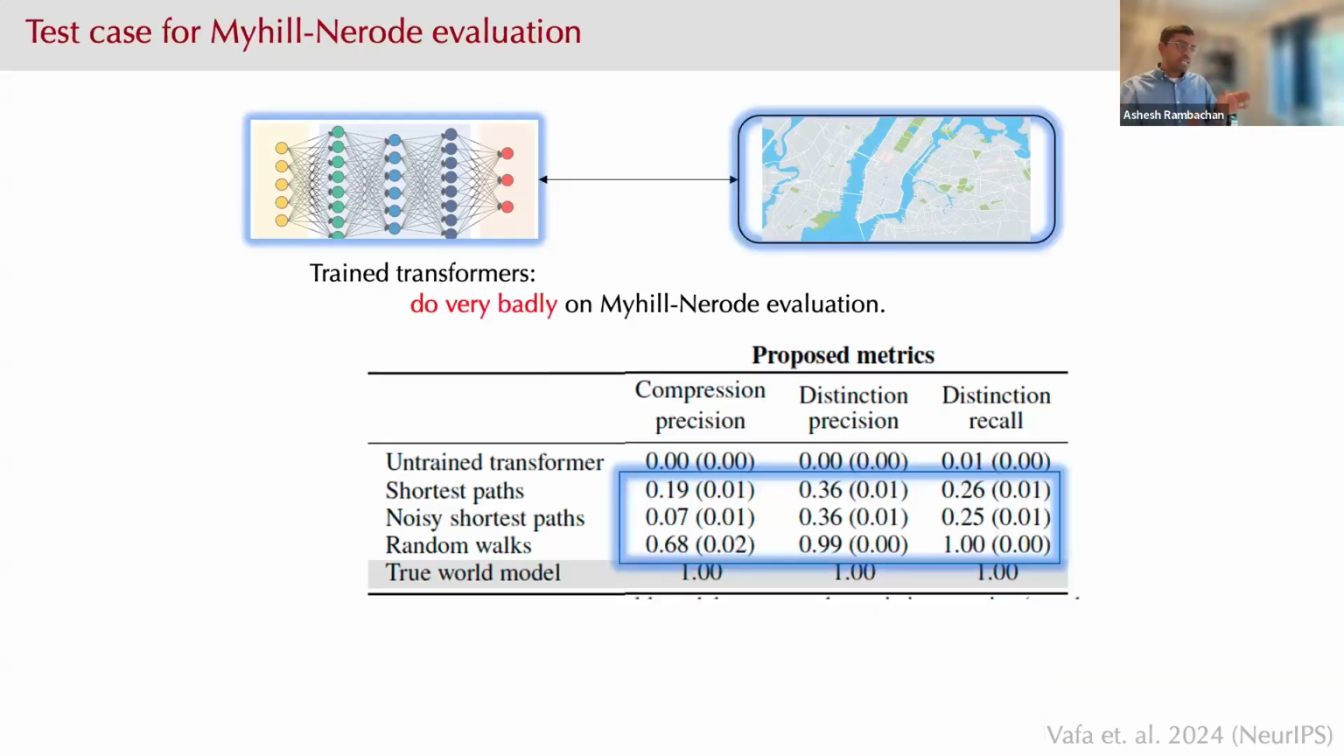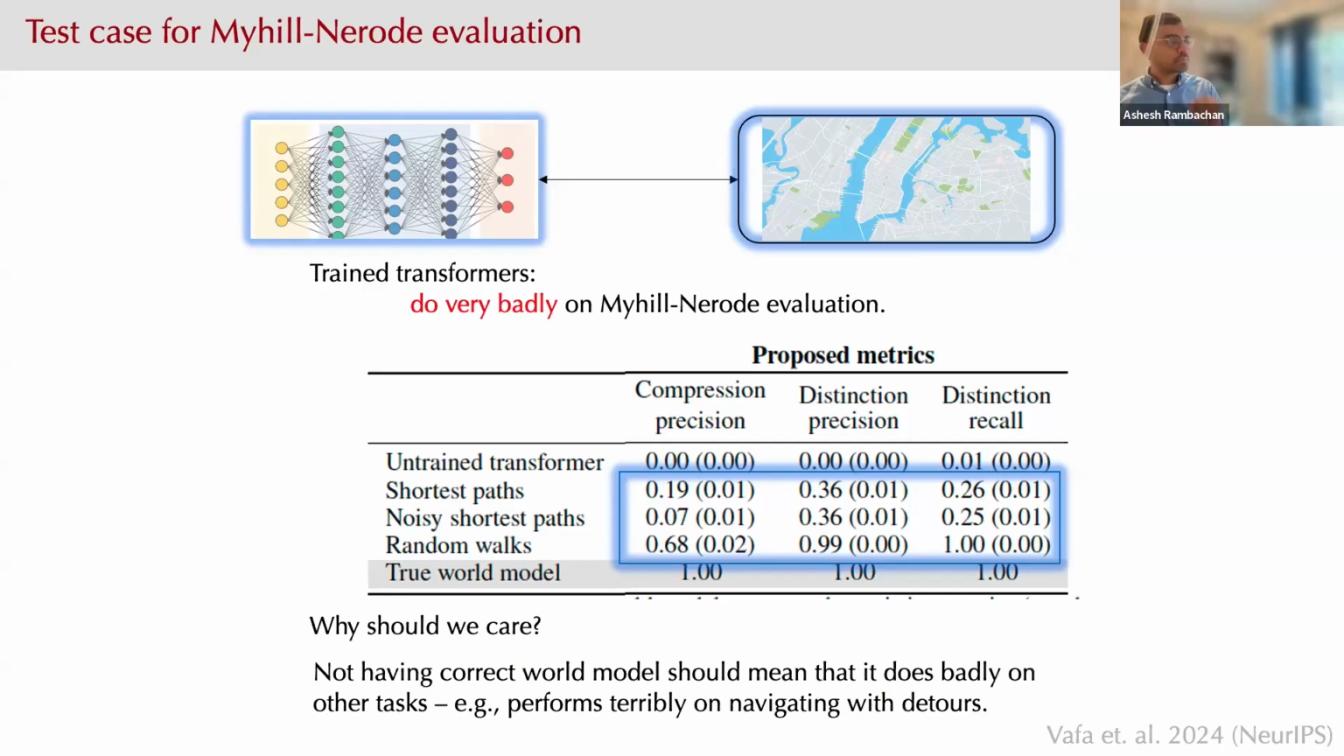But interestingly, even though the transformer does well on next token prediction and seemingly can solve this shortest path problem, it actually does extraordinarily poorly on this Myhill-Nerode evaluation. In particular, it does quite badly on metrics that try to evaluate whether it acts as if it has an overly verbose state representation. And that's going to be an important point that I'll touch on at the end here.